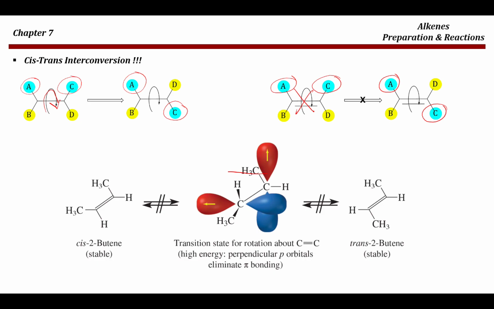And these orbitals basically explain why the rotation is not allowed, because if you try to rotate the double bond, then you are going to make those two orbitals perpendicular to each other, which means that you are breaking this pi bond, and that's why this rotation is not allowed.